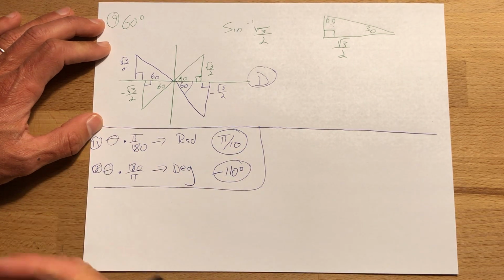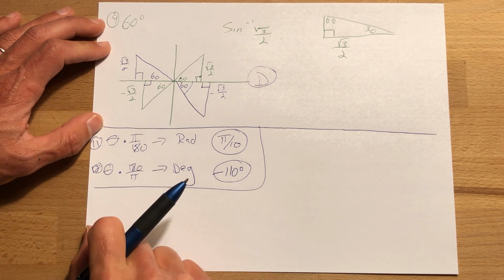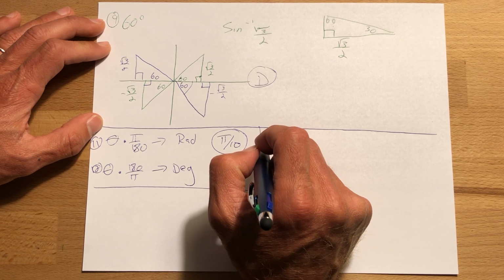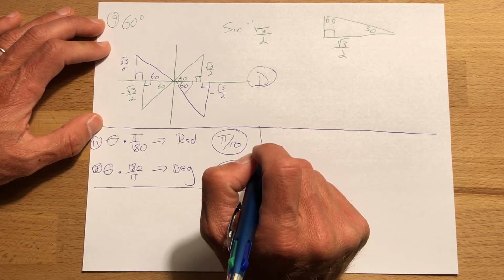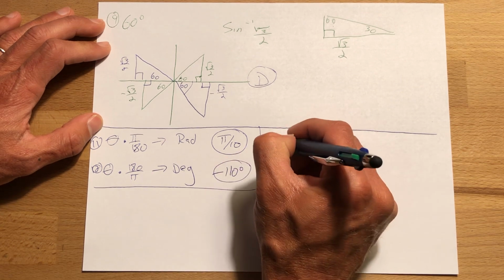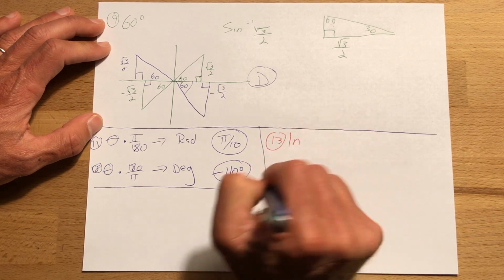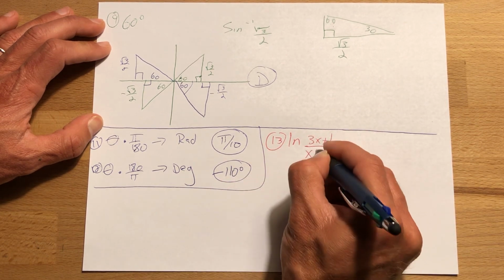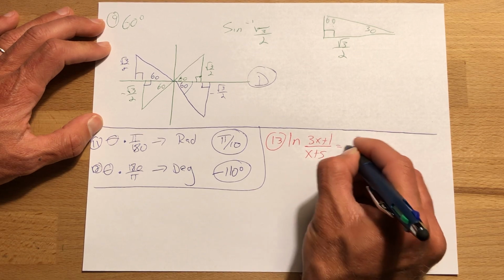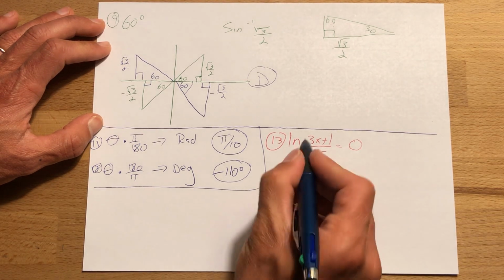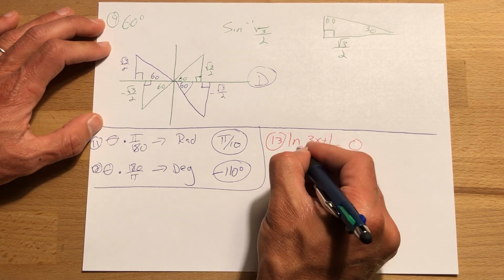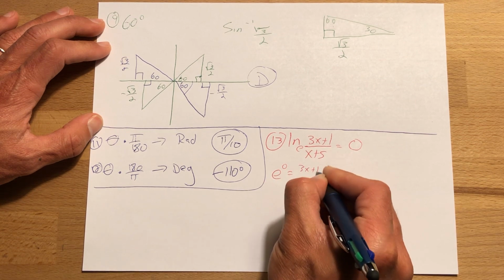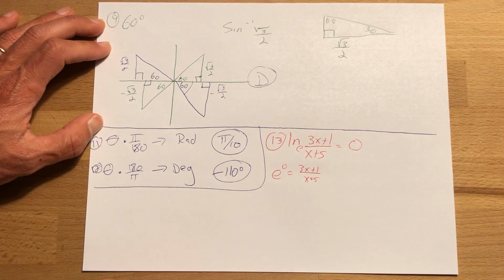Okay, for number 13, whenever the bases are the same, you can apply the properties of logs. So I'm going to convert this to natural log of 3x plus 1, dividing means it's a fraction, over x plus 5, equals 0. Now, how do I get rid of this natural log? I change it to e raised to the 0th power equals 3x plus 1 over x plus 5.